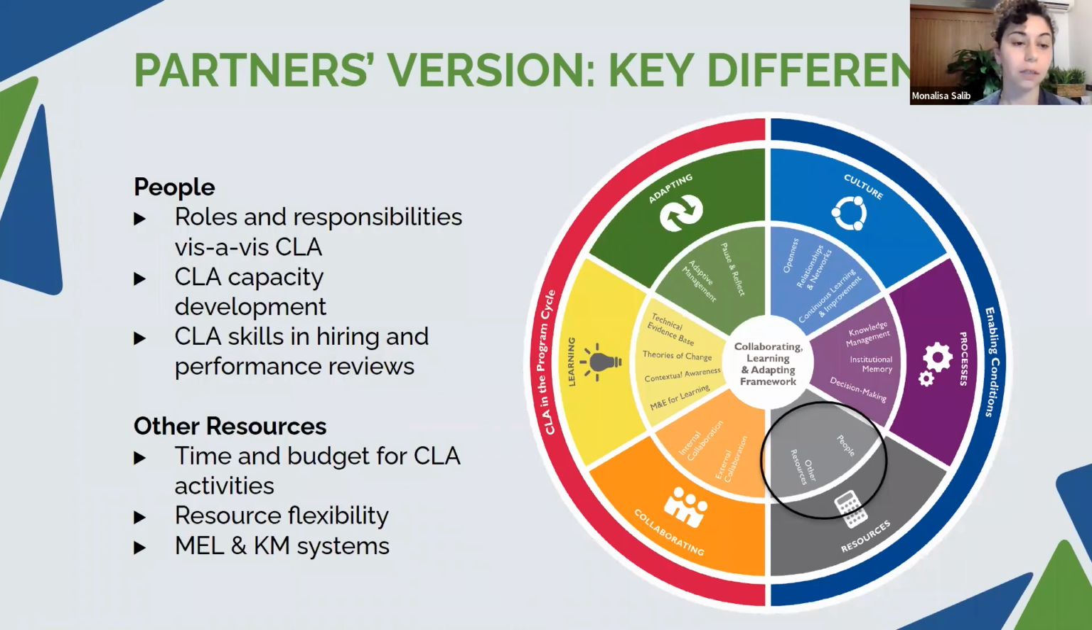So in the people subcomponent now, we have a focus on roles and responsibilities vis-a-vis collaborating, learning, and adapting, whether the team is building their capacity in CLA, and whether the team is looking for CLA skills when they're hiring and when they're doing performance reviews. And then in other resources, we look at, is there time and budget for CLA? Is there resource flexibility, and MEL and knowledge management systems, very importantly.